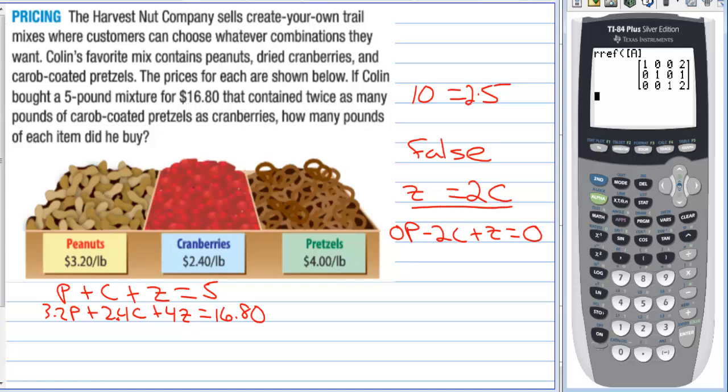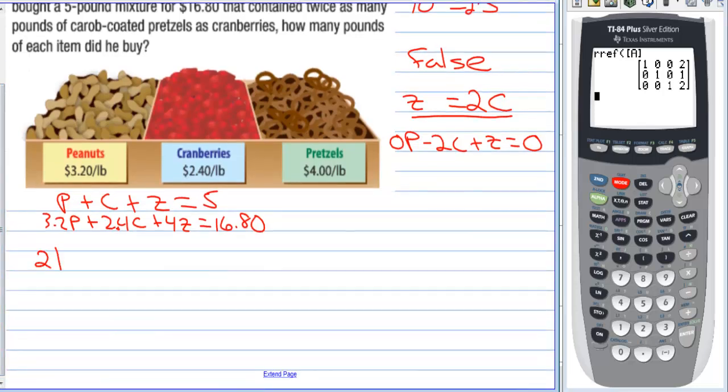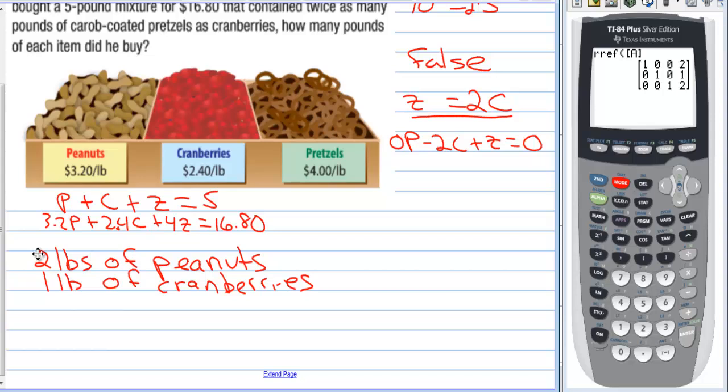Now, this will be on the calculator part of the test. I already entered this in as a 3x4 matrix. You can hear the construction. We already did the reduced row echelon form. We got 2, 1, 2. So here's what I'll expect on the test. 2 pounds of peanuts. We have 1 pound of cranberries. And then 2 pounds of pretzels.